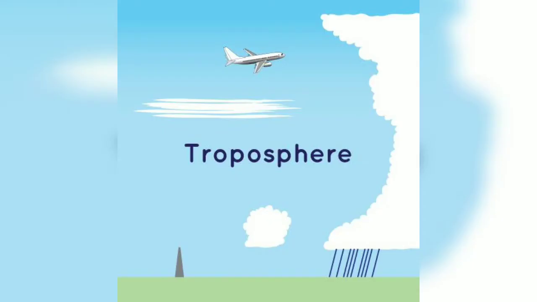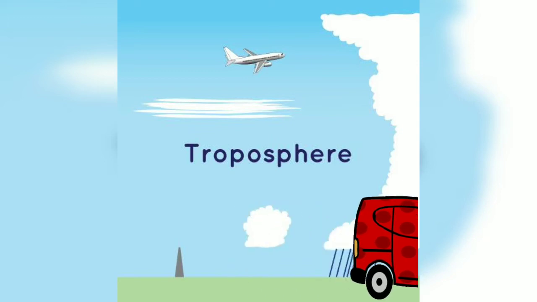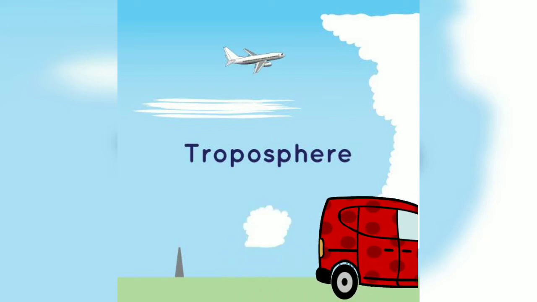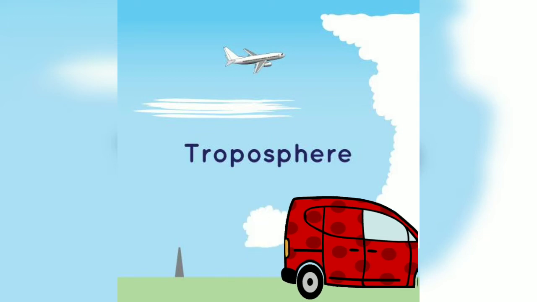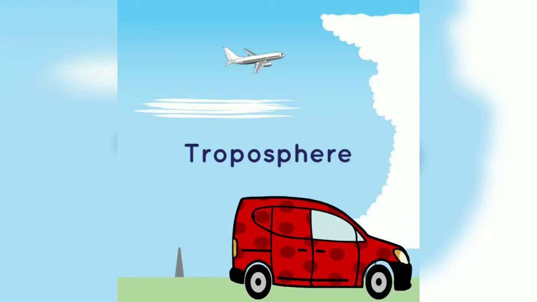So friends, this is troposphere. Troposphere is the innermost layer of the Earth's atmosphere. It is the closest layer to the surface of the Earth. The troposphere is between 5 and 9 miles thick, depending on where you are on Earth. This layer is thinnest at the north and south pole. Troposphere contains the air we breathe and clouds in the sky, as you can see in this picture.